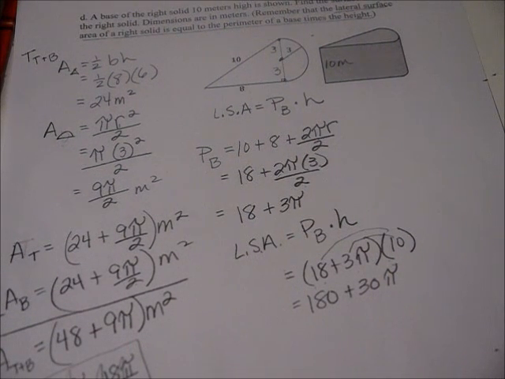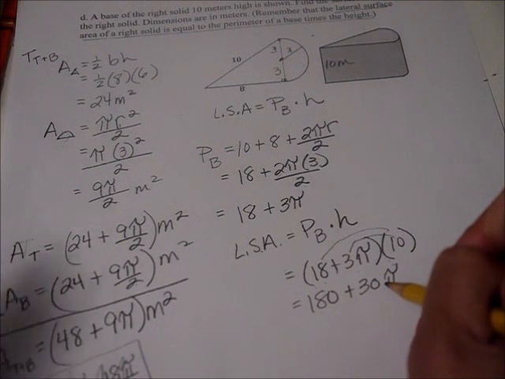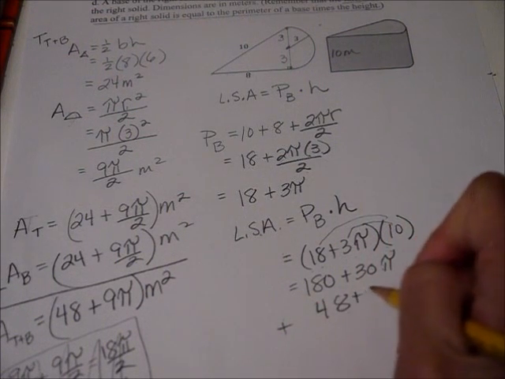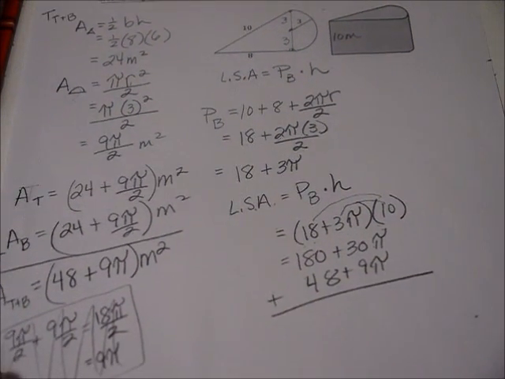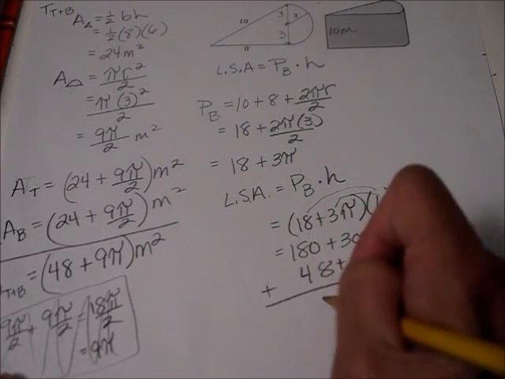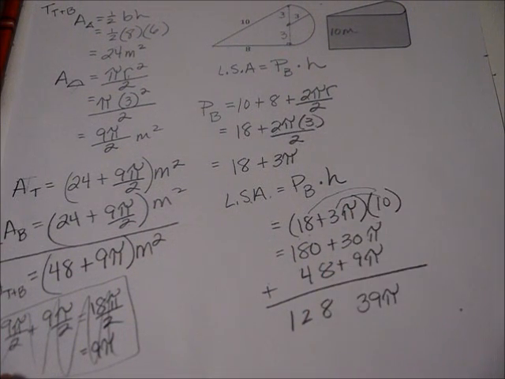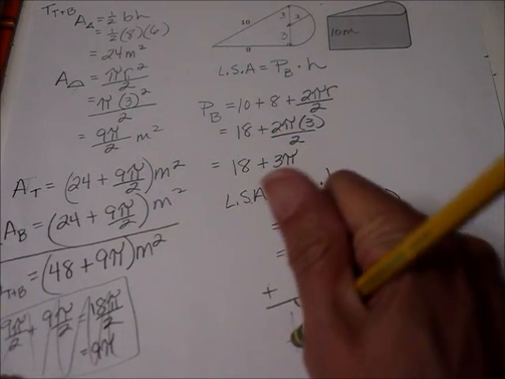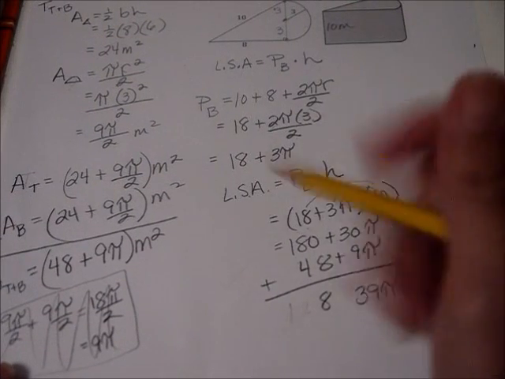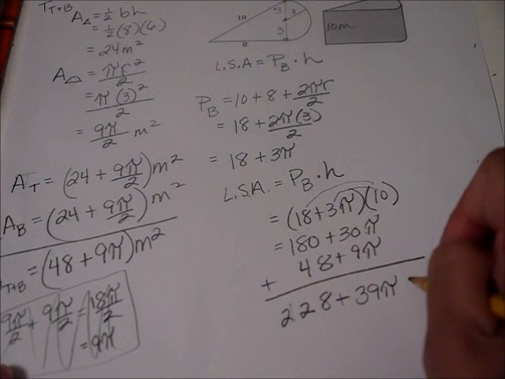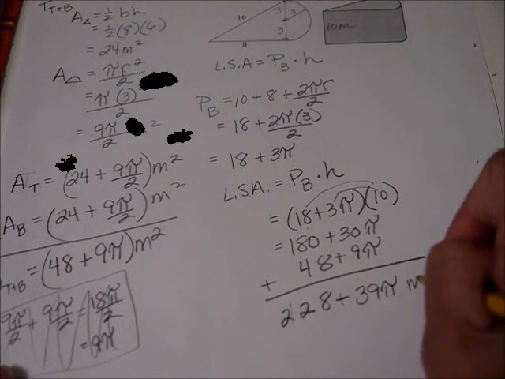Yikes. Okay, then we add the lateral surface area to the top and bottom. So let's add that to 48 plus 9 pi. So we get 39 pi, and we get 100, nope, I made a mistake there. 228 plus 39 pi. And I always go back, what units are we? Meters squared.